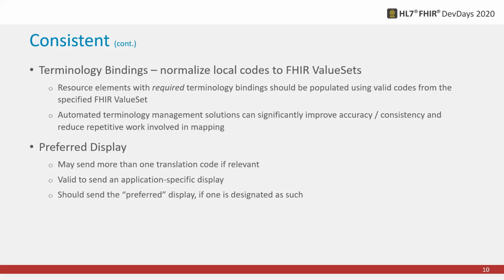Regarding preferred display, while FHIR certainly allows for more than one code translation to be transmitted and allows for application-specific displays to be transmitted, it's useful to note that if an underlying code system does define such a thing as preferred terms or preferred display, the FHIR specification expects that that would be transmitted.